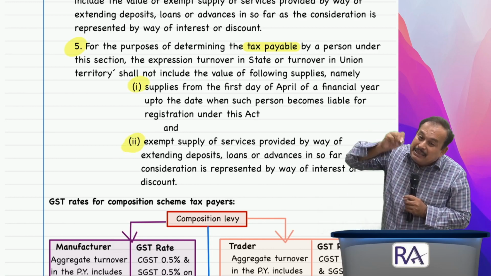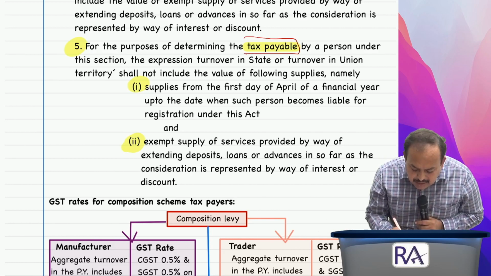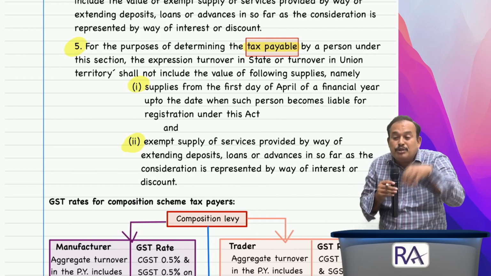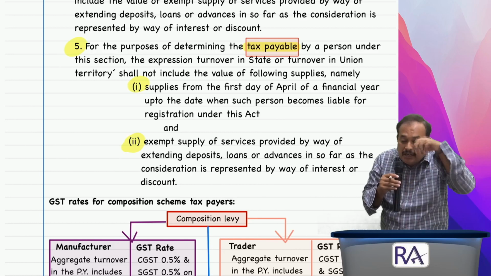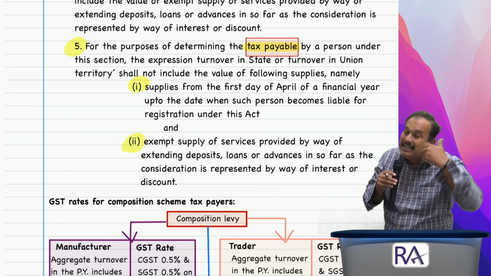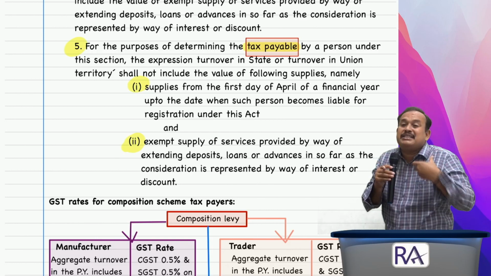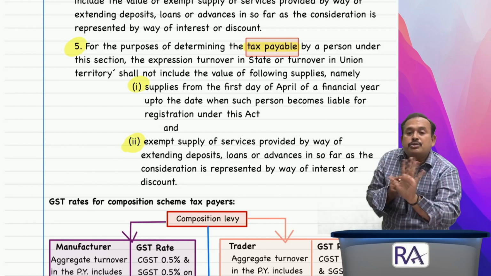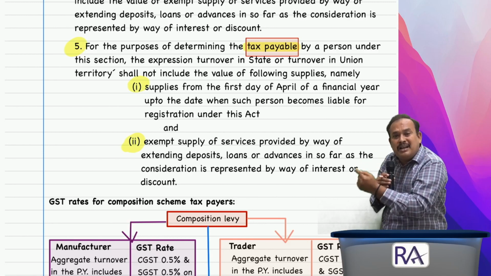For the purpose of tax payable. Tax payable comes into the picture only when I am going to compute the aggregate turnover for the current financial year, for payment of GST at the rate of 0.5% CGST, 0.5% SGST as a trader or manufacturer. When I compute that aggregate turnover, it should not include the turnover from 1st of April till the date of becoming liable for registration.